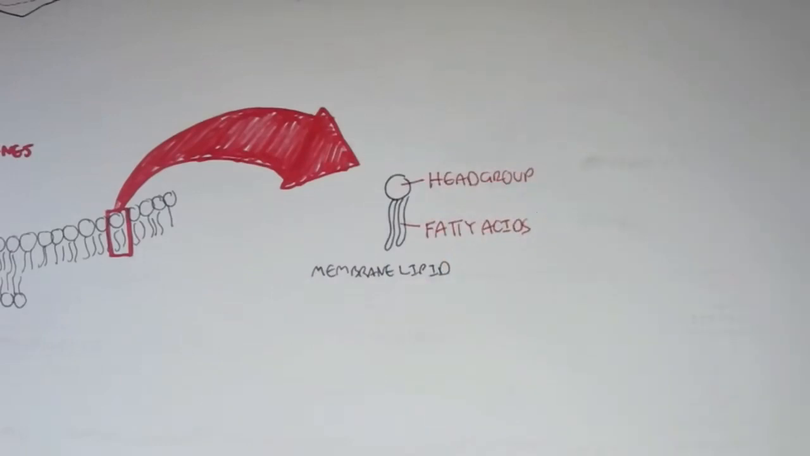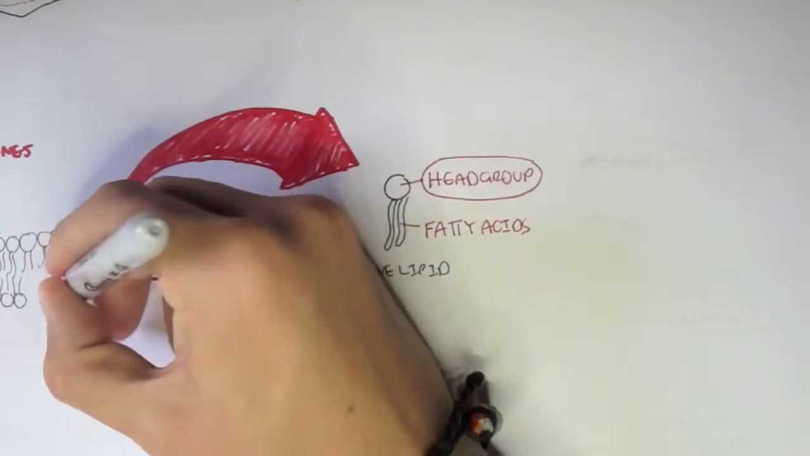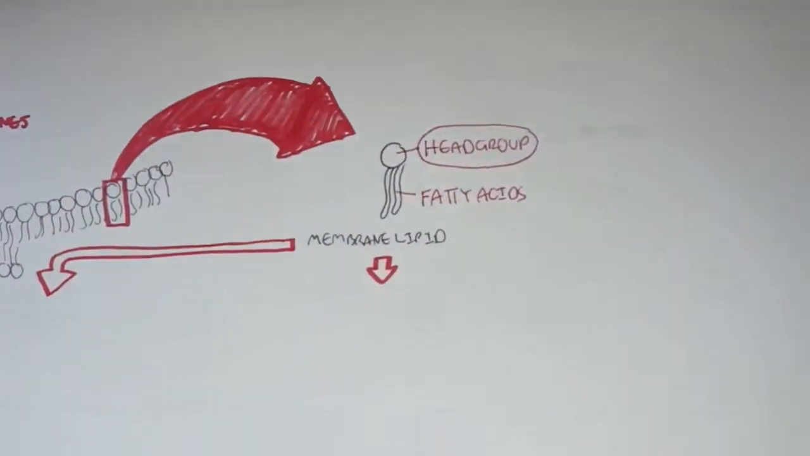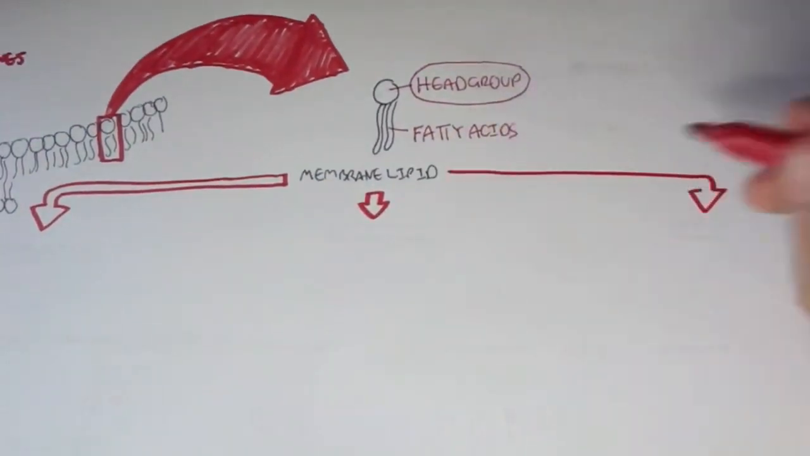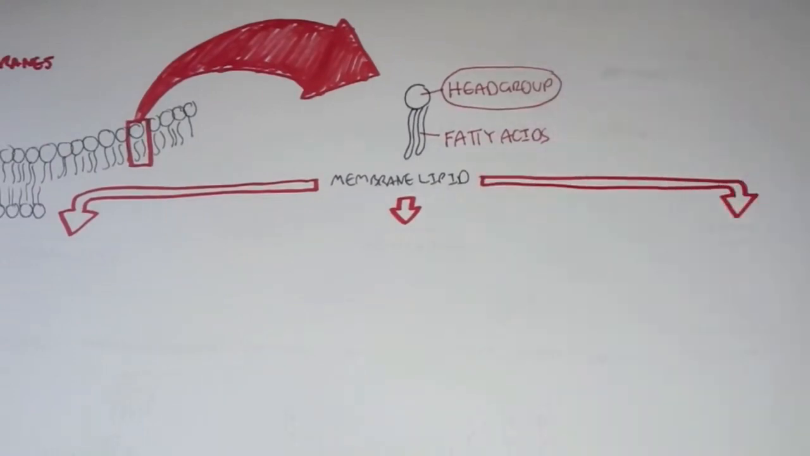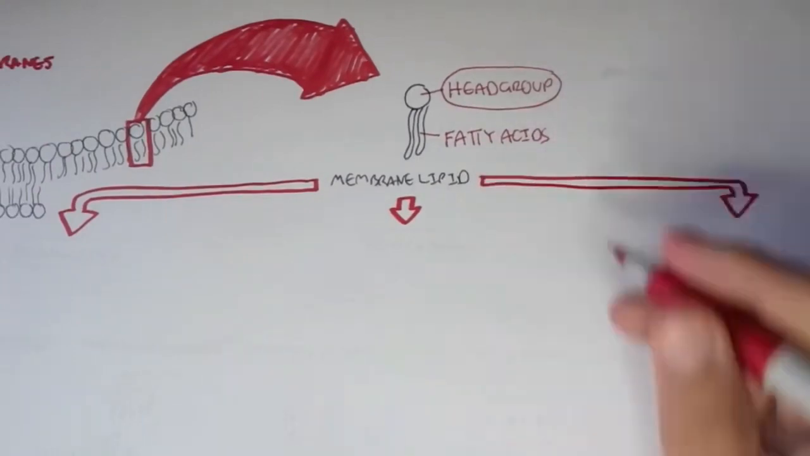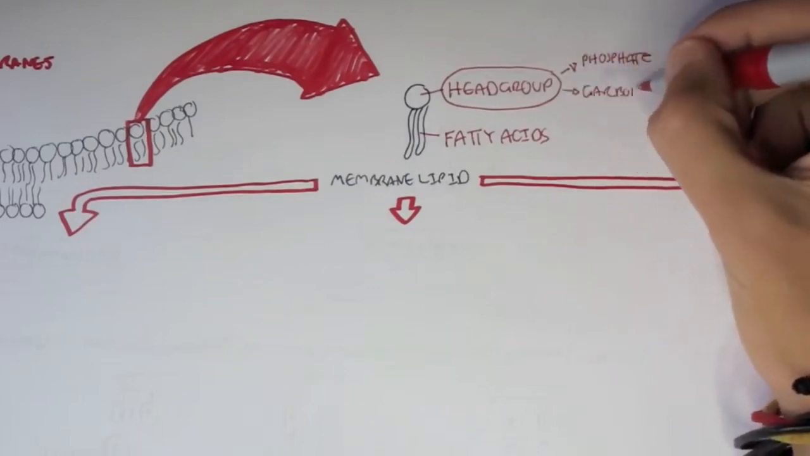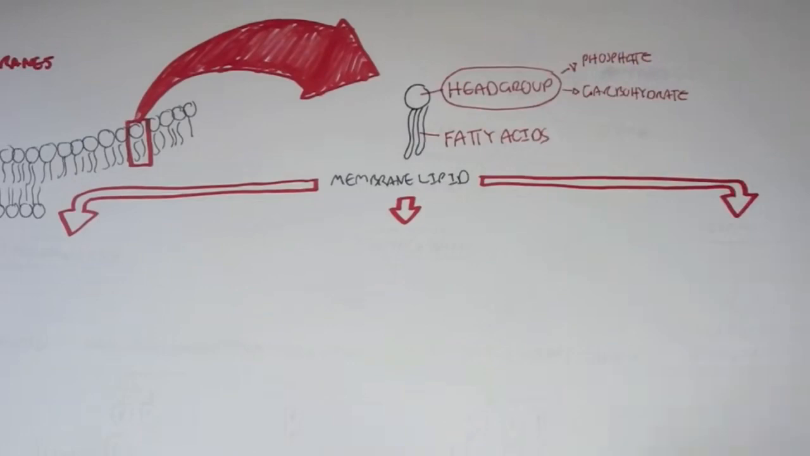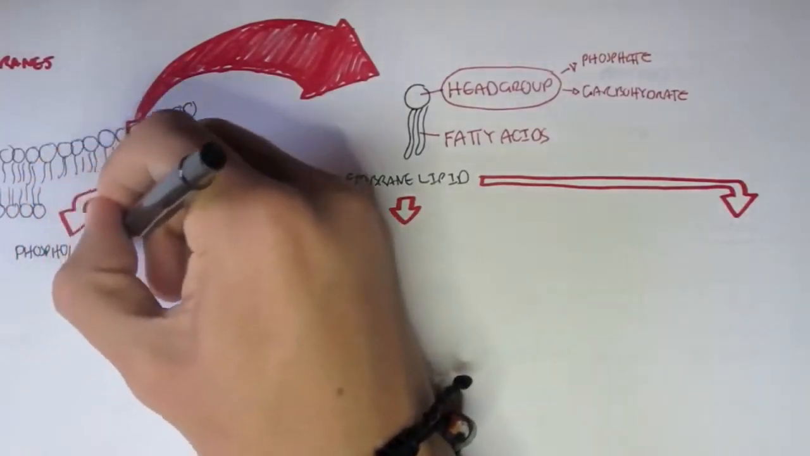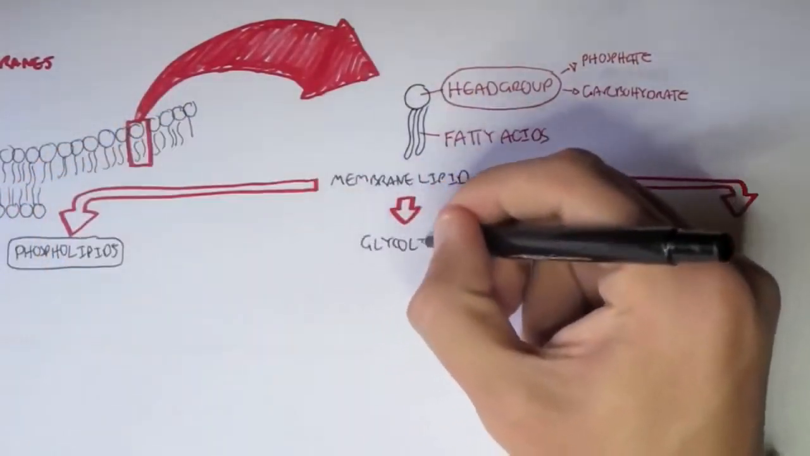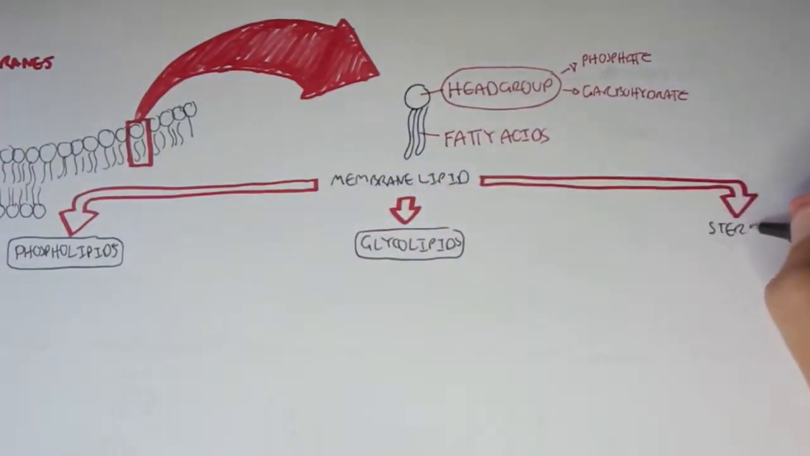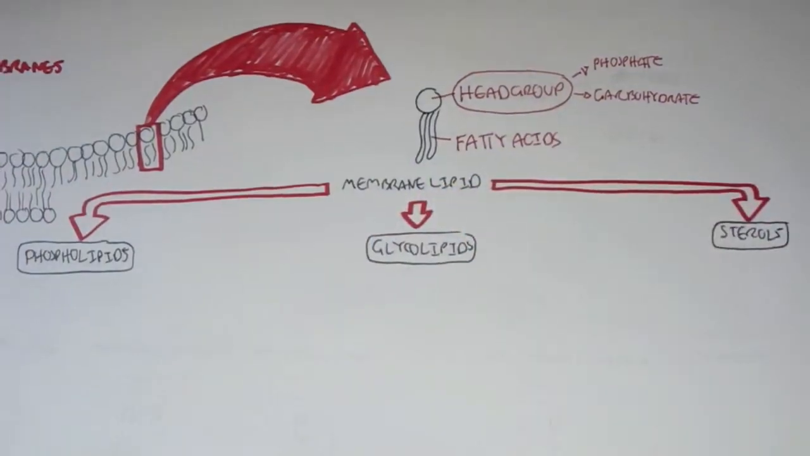And we are concentrating on the head group because the head group can change. There can be different chemical groups attached to the head group, which changes its charge, structure, etc. So essentially, for the membrane lipid, there are 3 types, or 3 categories, not 3 types. And the main ones, the head groups can be a phosphate to it or a carbohydrate to it. So one category, the membrane lipid, can be a phospholipid with a phosphate, a glycolipid with a carbohydrate, or it can be a sterol.